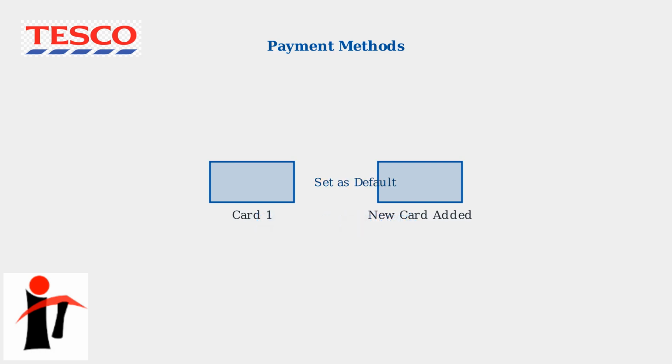Setting a default card is easy. Just toggle the Set as Default option next to your preferred card. This card will be used automatically for all future purchases on the Tesco app and Tesco.com, making checkout quick and convenient. You can add up to 10 cards.